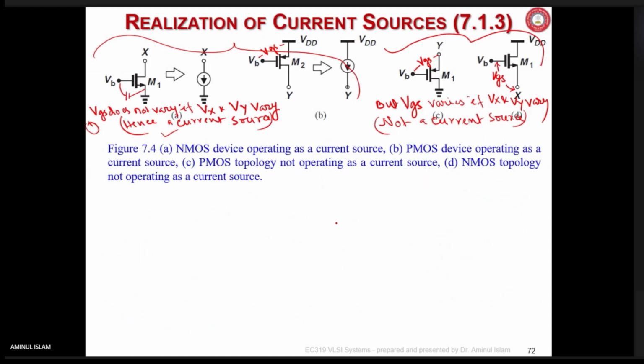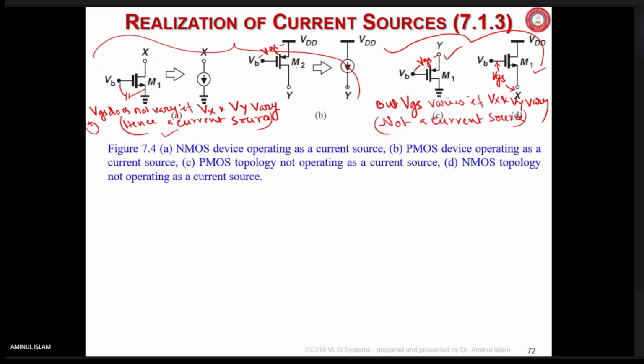Now, see, this PMOSFET and NMOSFET is a current source, no doubt in that, if it is operating in saturation region, and if lambda can be neglected, and it can be neglected if it is a long-channel MOSFET. But here, is it a current source? This one, M1 here and M1 here. The left side one, diagram C, is a PMOSFET, and D, the rightmost diagram, is an NMOSFET. Is it a current source?